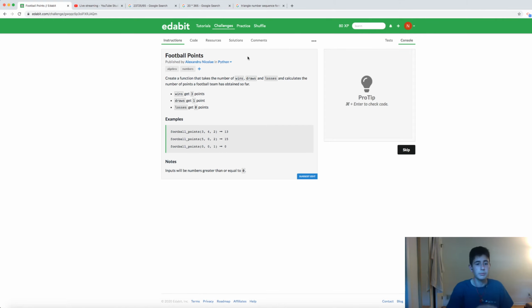So our problem says, create a function that takes the number of wins, draws, and losses and calculates the number of points a football team has obtained so far. A win is equal to 3 points. A tie is equal to 1 point. And a loss is equal to 0 points. So given 3 variables, the first one here, if you can see where my mouse is, is wins, because it's in order: wins, draws, losses.